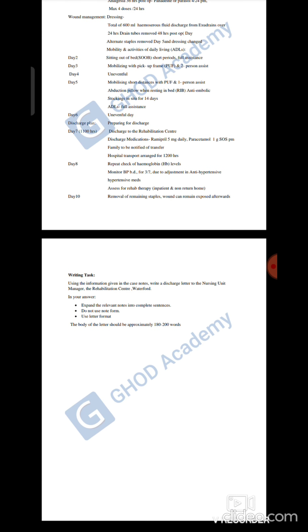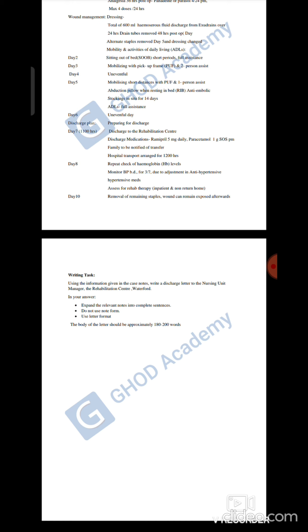This is nothing but the writing task. So don't read from the start to the end. Just start with your first sentence, then come to the last. So now you can read the writing task. Using the information given in the case note, write a discharge letter to the nursing unit manager, the rehabilitation center, Waterford. So from this sentence, it's clear that you are going to write a discharge letter, and the reader is the nursing unit manager. He is working in the rehabilitation center at Waterford.